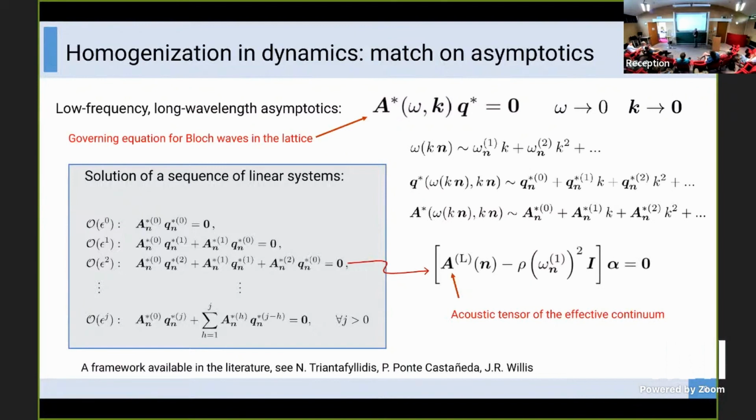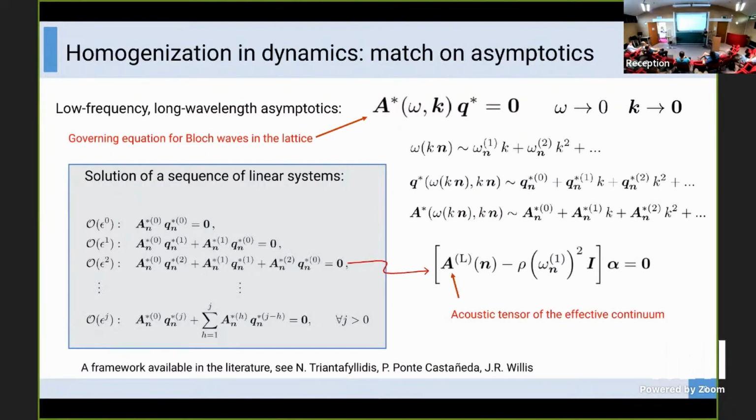And the third system at second order is again a non-homogeneous system. This system matrix is still A star naught, so it's singular. So you have to impose a solvability condition on the constant term. The constant term must be orthogonal to the kernel of the system matrix, so it must be orthogonal to the two body translations.